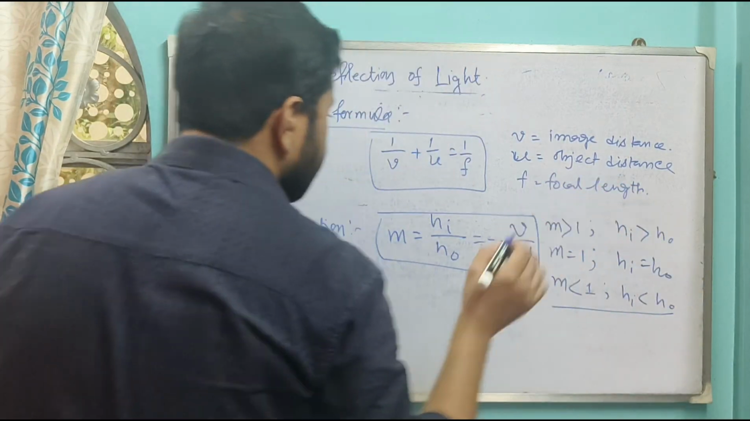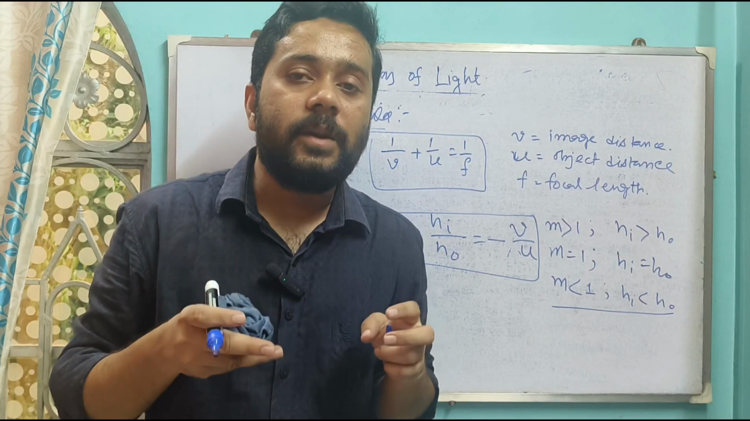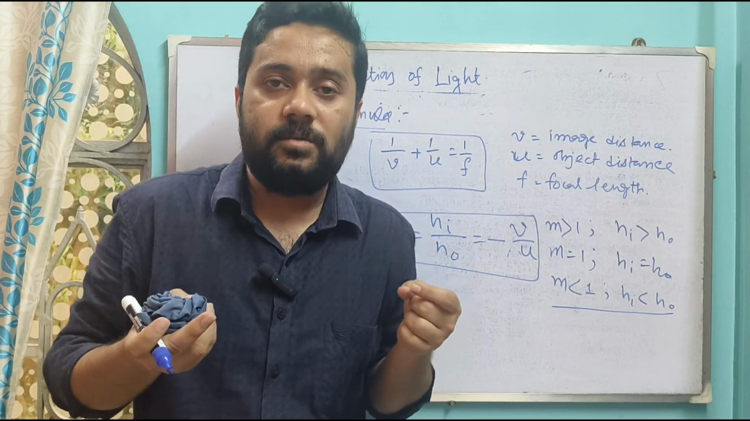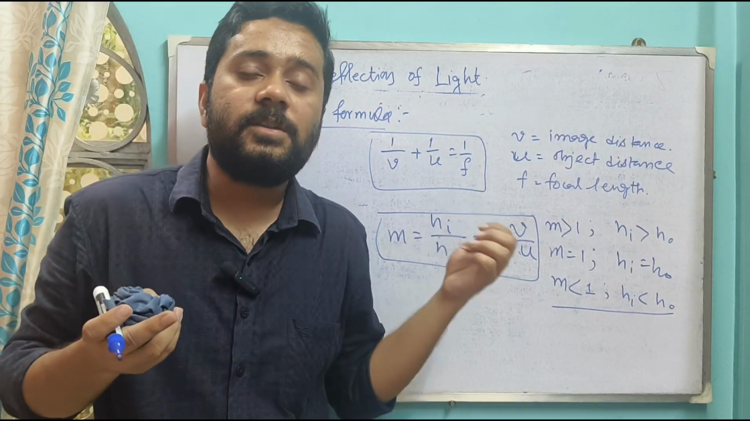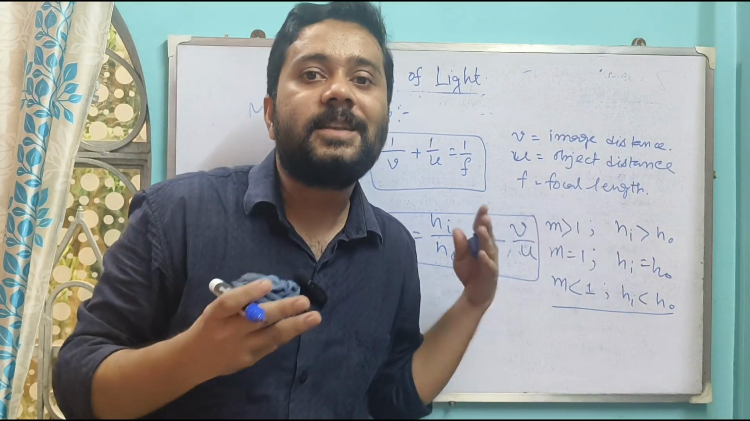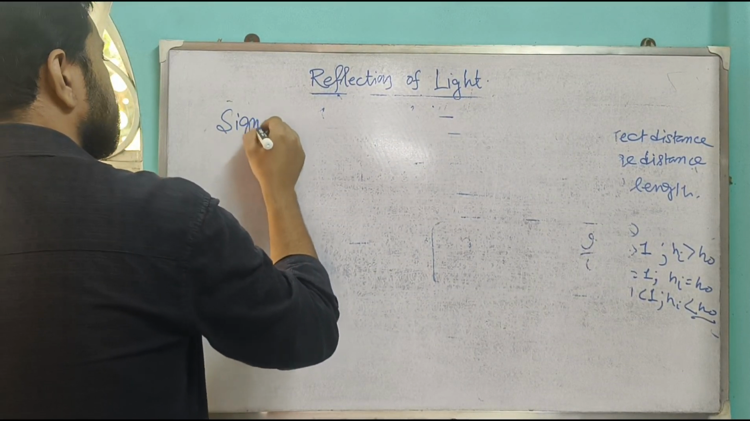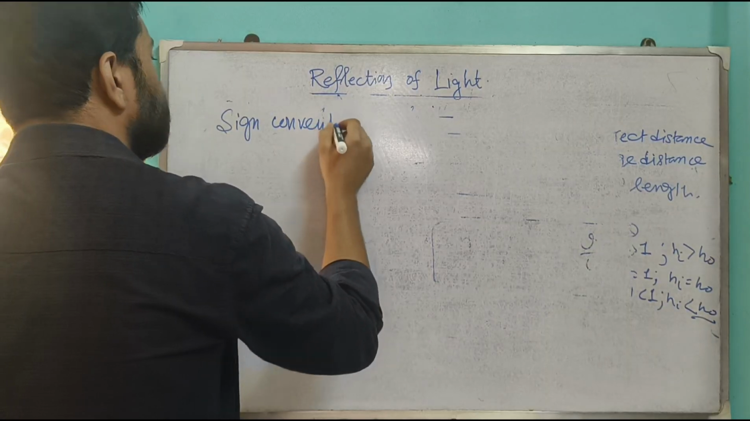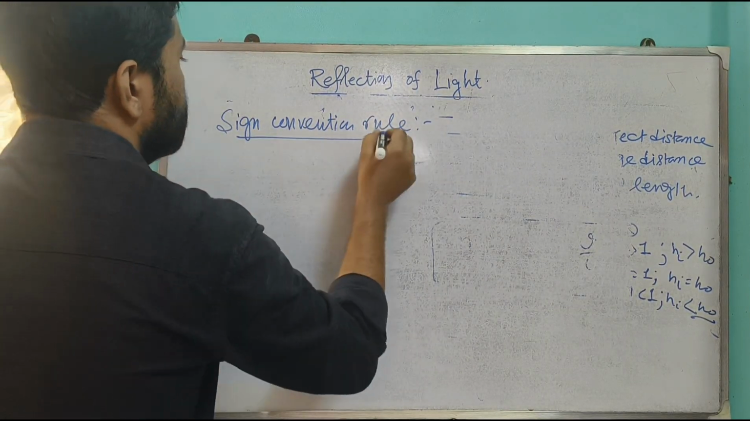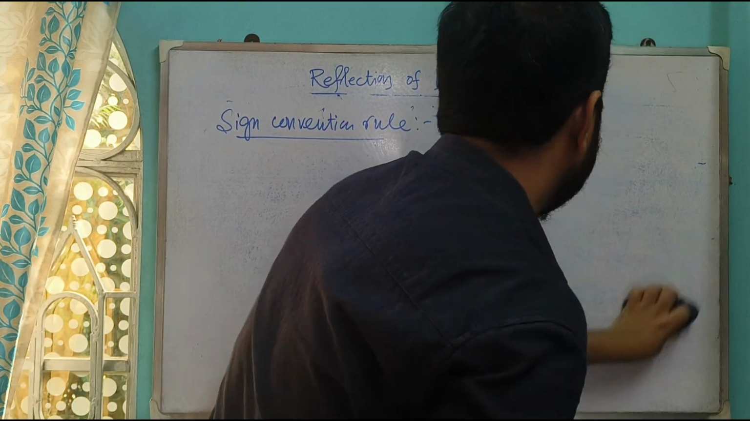Now we will study the sign convention rule. Whenever we substitute values in the formula, we have to use the sign convention rule. So before substituting the value in the formula, we have to use the sign convention rule. Write it: sign convention rule. Before substituting any value in the formula, we have to follow this sign convention rule.